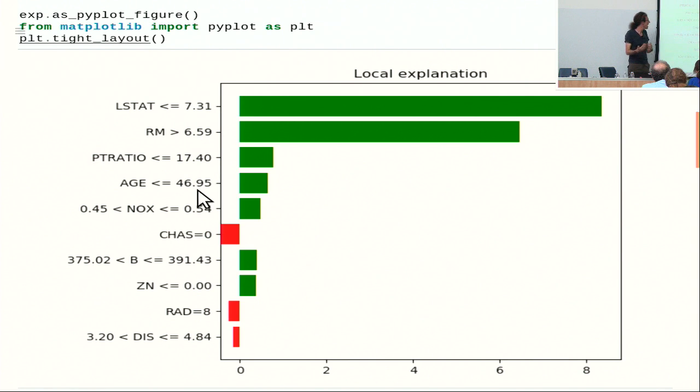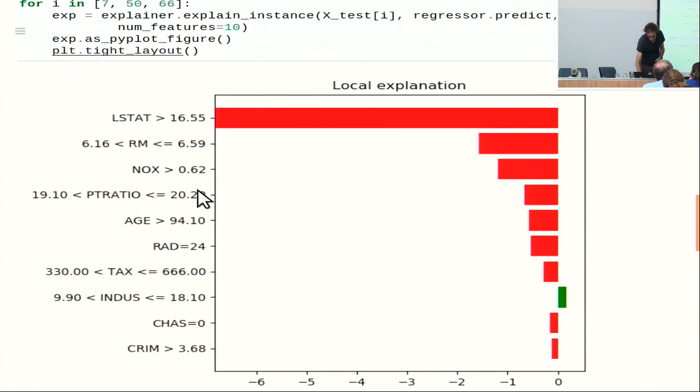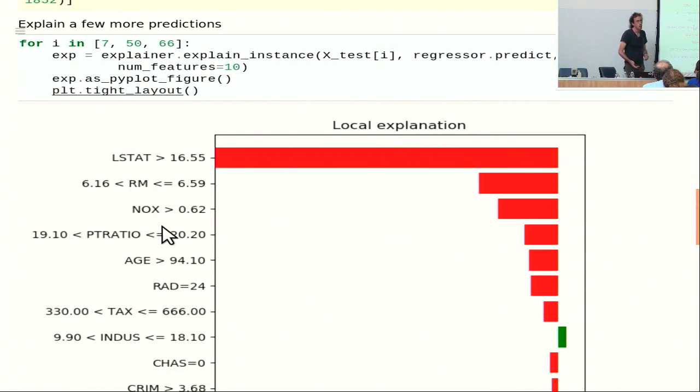For this house, crime rate didn't, apparently, pop up, okay? And so it can do this for any model, okay? So it's basically a local explanation. And this is another explanation. So the nice thing about LIME is that it gives you the idea that you can do local explanations.